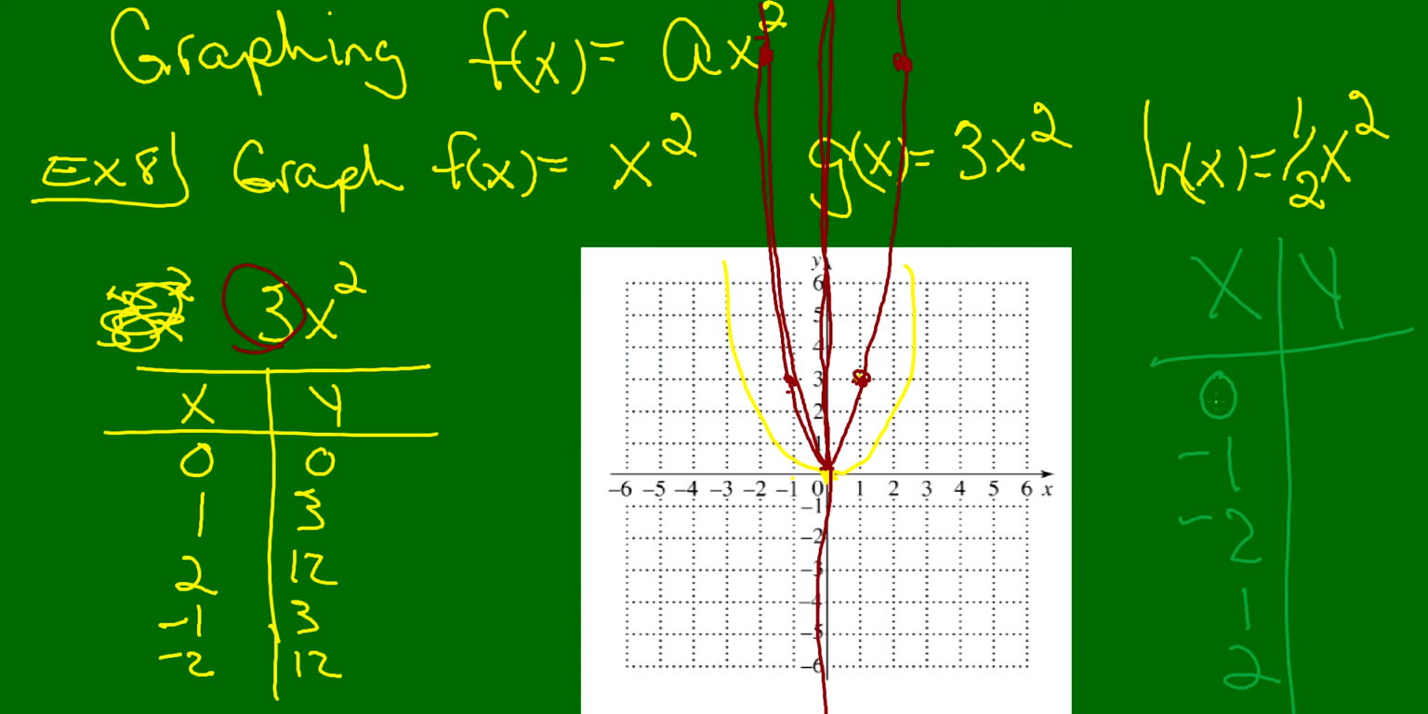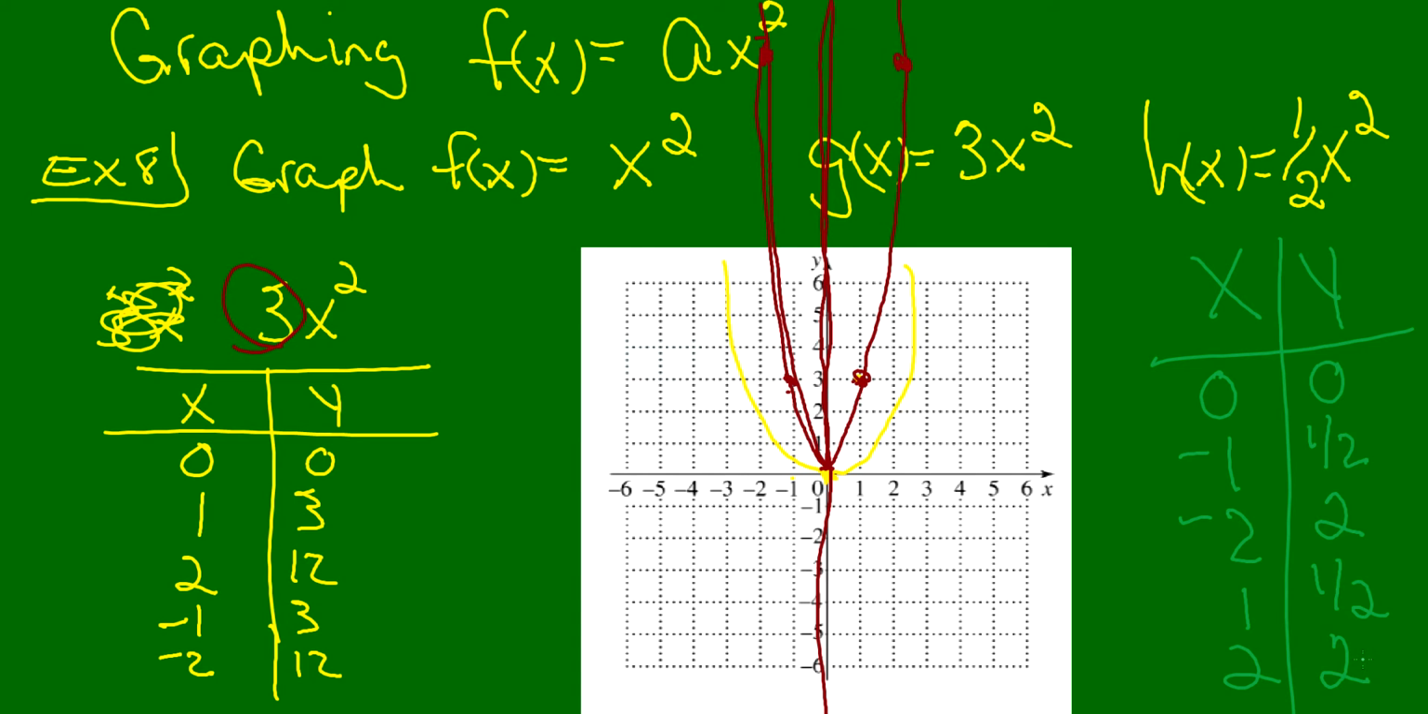When x is 0, y is 0. When x is -1, y is going to be 1/2. When x is -2, y is going to be 4/2, which is 2. When x is 1, y is going to be 1/2. And finally, when x is 2, y is going to be 2 as well.